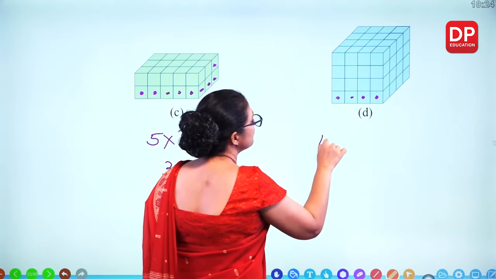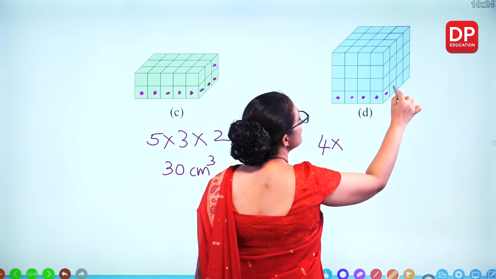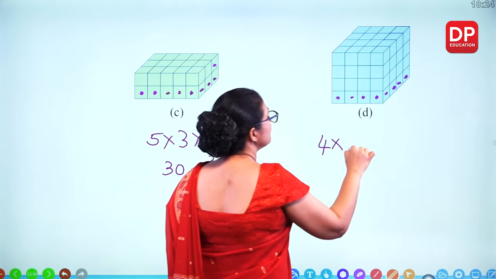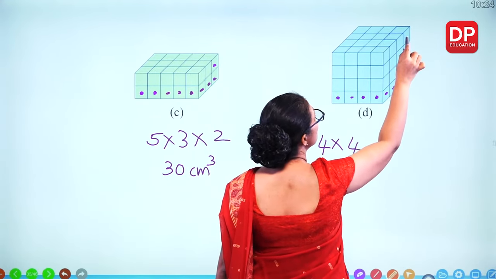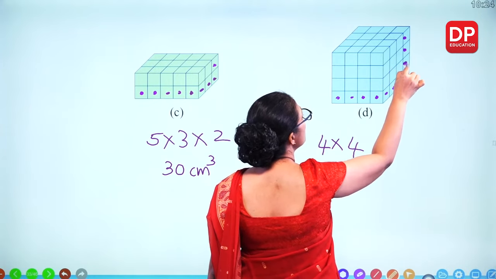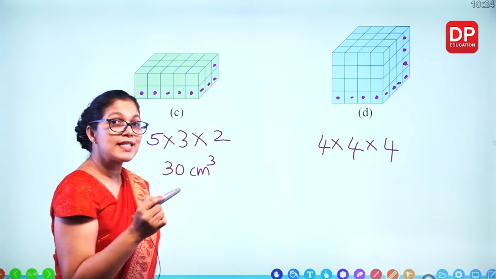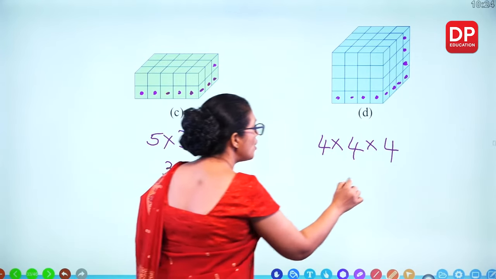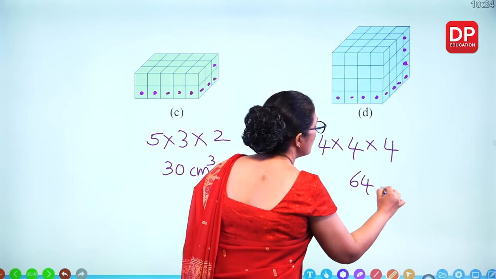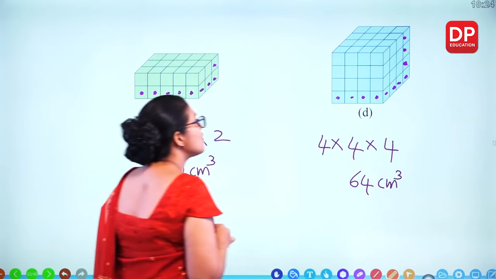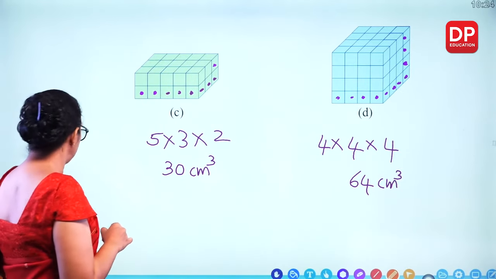1, 2, 3, 4. 1, 2, 3, 4. And 1, 2, 3, 4. That's a cube. 4 into 4 into 4. 4 times 4, 16. 16 times 4, 64 cubic centimeters is the volume of that cube.